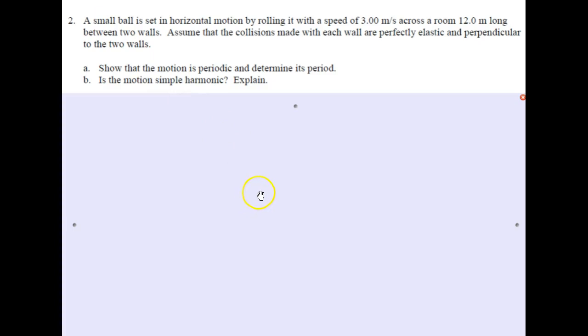Number 2. A small ball is set in horizontal motion by rolling it with a speed of 3 meters per second across a room, 12 meters long between two walls. Assume the collisions made with each wall are perfectly elastic and perpendicular to the two walls. A. Show that the motion is periodic and determine its period. B. Is the motion simple harmonic? Explain.